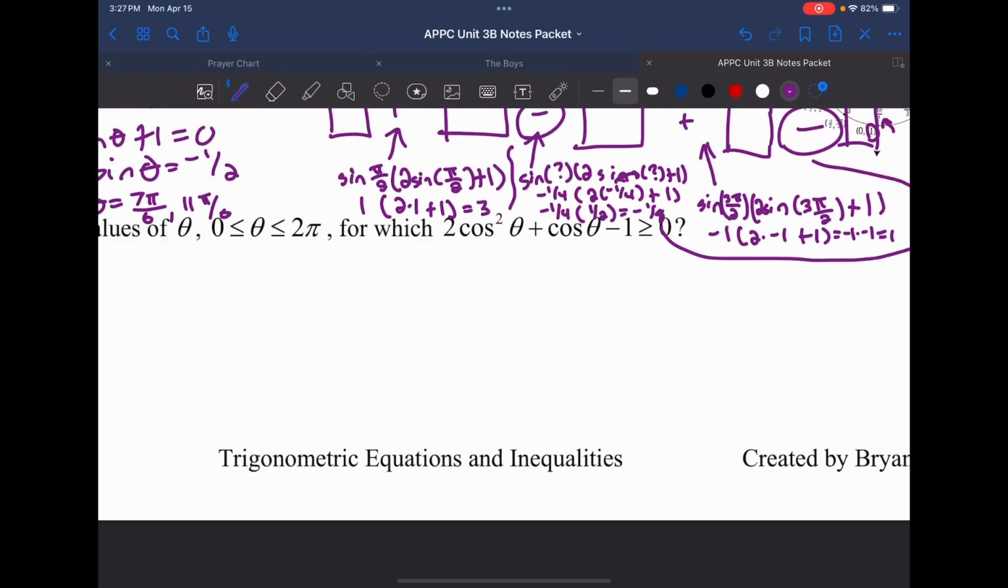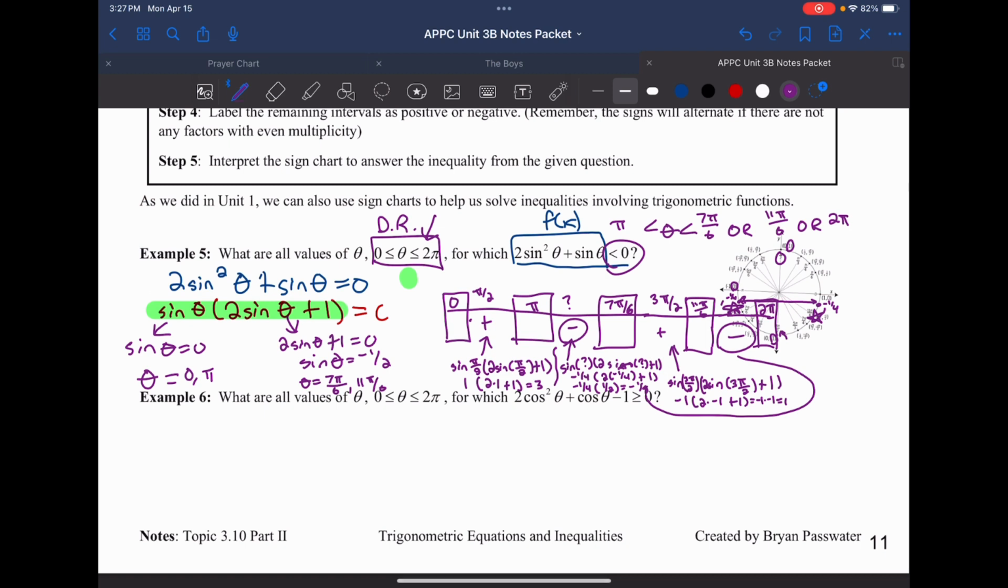So what I want you to do for example 6 is try to solve that using the same steps I just did. But remember, when you factor out and do all your math here, you're going to have to slide and divide, or do the AC method. Go ahead, factor that out, and do your sign chart, and then check your answers on the answer key.